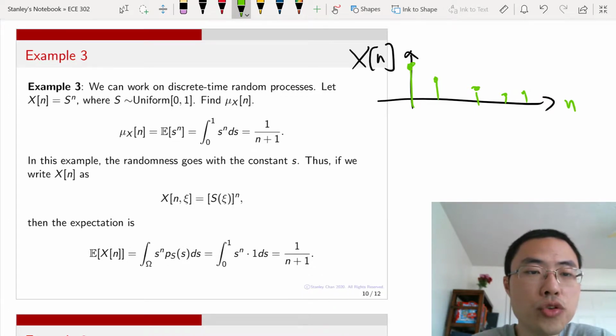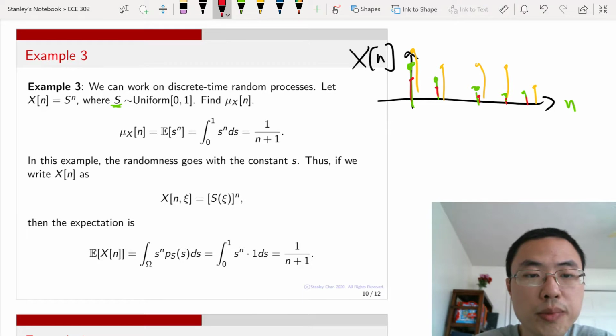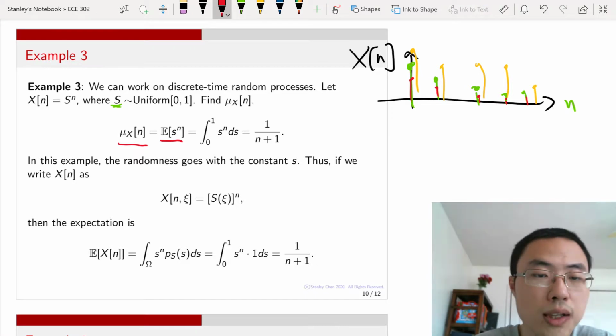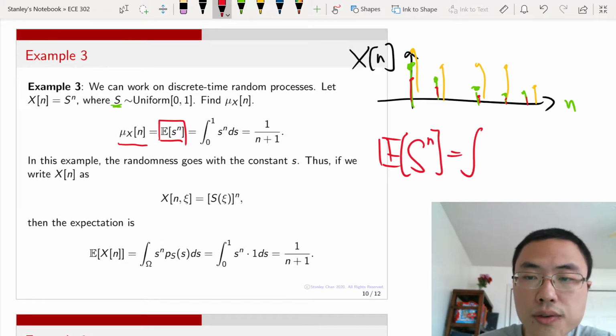And then for different choices of s, it means that I can have a smaller s, or I can have a bigger s. It really depends on what values of s that you are choosing. Now, what is the expectation? Well, the expectation of this is the expectation of s to the power n. So now what is the expectation of s to the power n? Expectation of s to the power n is the integration of s to the power n ds.